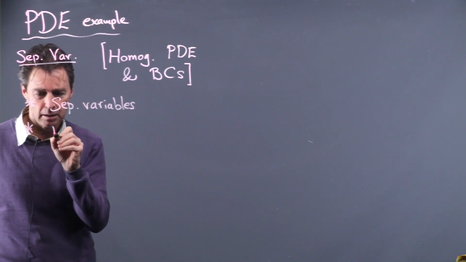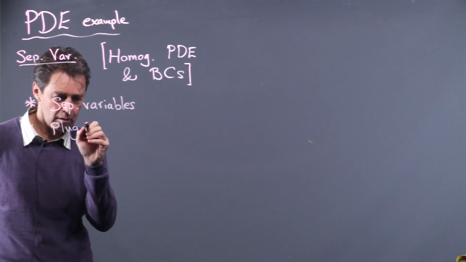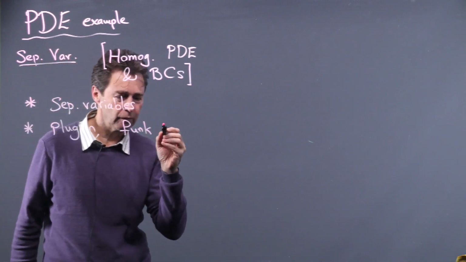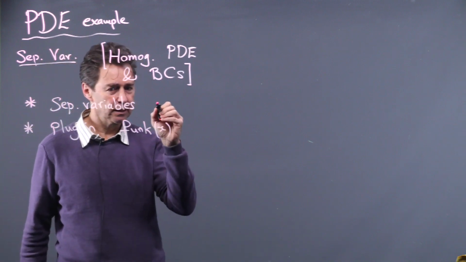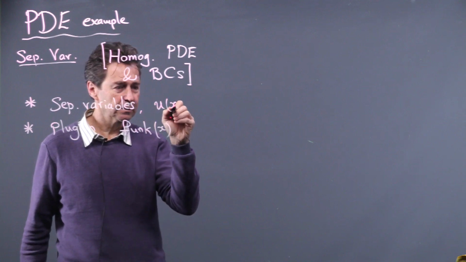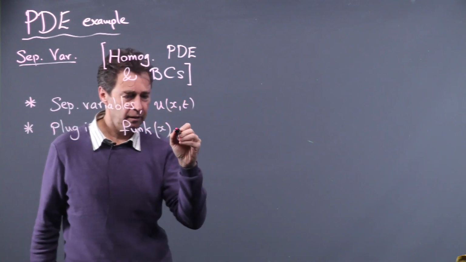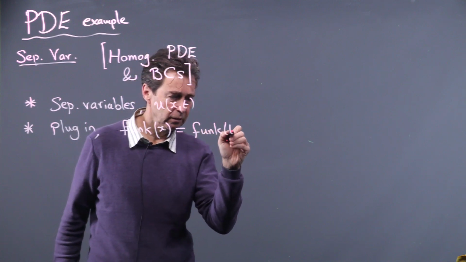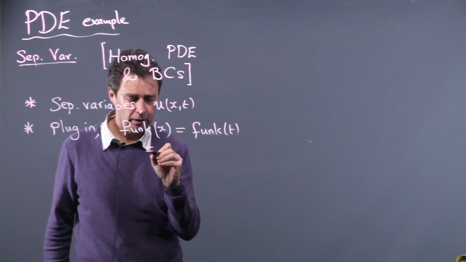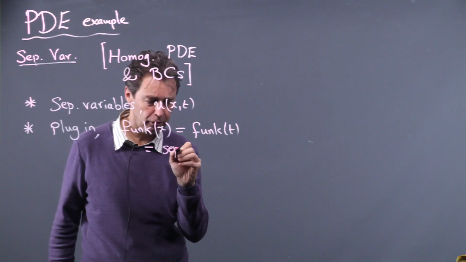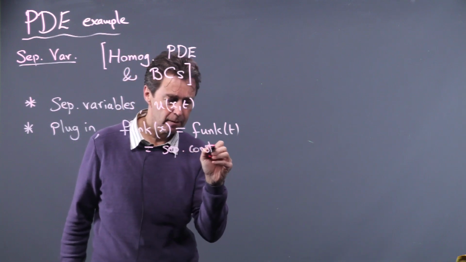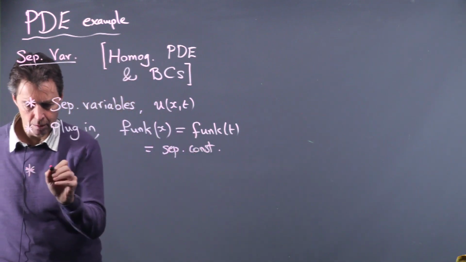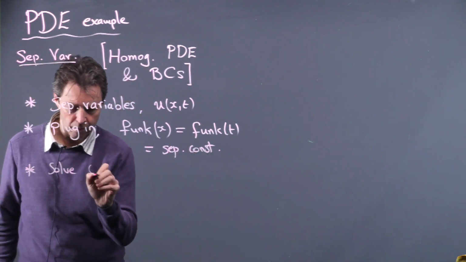So the methodology consists of separating the variables. You plug in, you rearrange so that I get a function of one variable. Let's say I have u of x and t. Then I need a function of x equal to a function of t. That can only be true if I make these equal to a separation constant. That means that my PDE becomes two ODEs. You solve the ODEs.